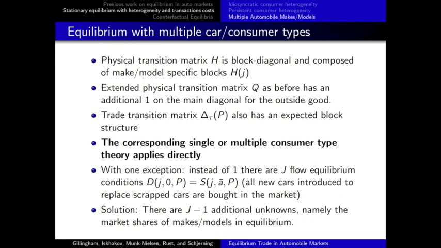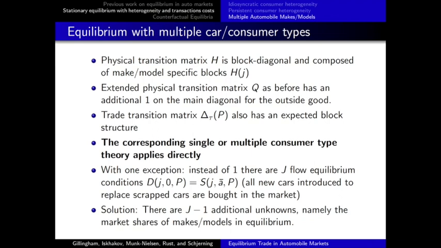Okay, there will be, for instance, J flow equilibrium conditions. There will be one for each of the types of cars. All new cars introduced of each of the types would have to be replaced, but that's really just a matter of treating dimensions, and then you solve that in the same way as before. And then you will have to solve for the market shares of these makes and models in equilibrium with the aggregate market shares, which is kind of the flip side of how many people are not owning cars.